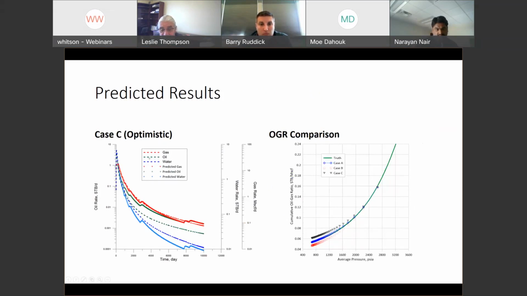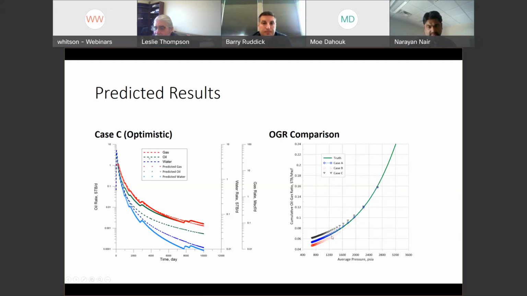Gas is almost correct again. You get a lot more oil than you should, and you get a lot less water than you should. If you convert all these synthetic productions, the predictions that we get, into an OGR and a WGR on a cumulative basis versus average pressure. So this is OGR versus average pressure from the material balance.